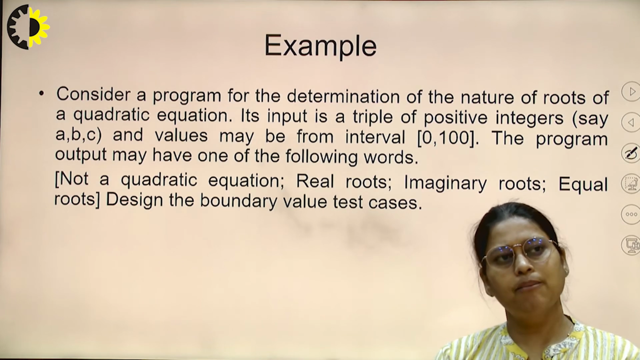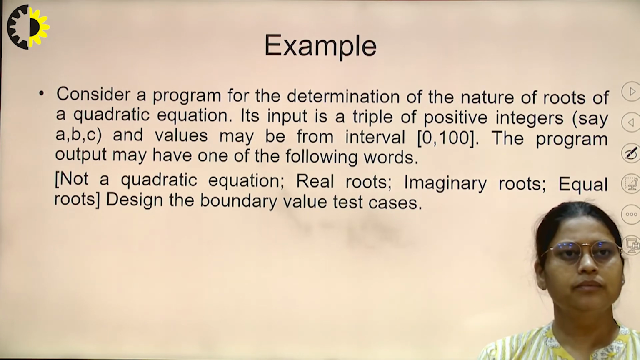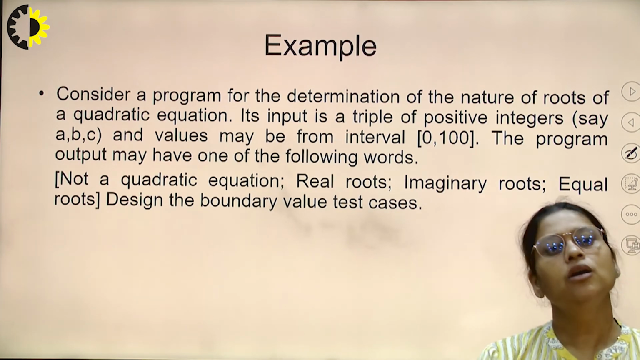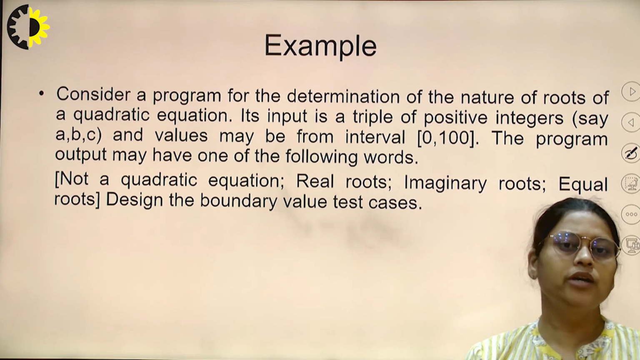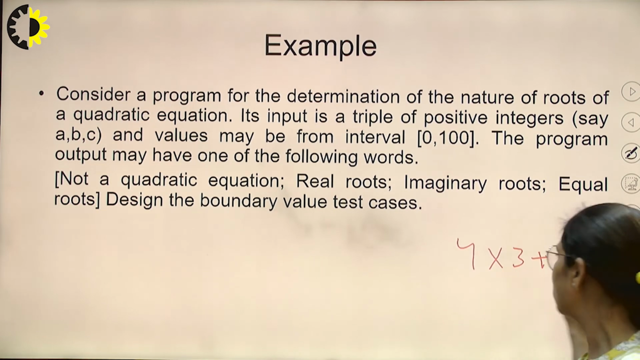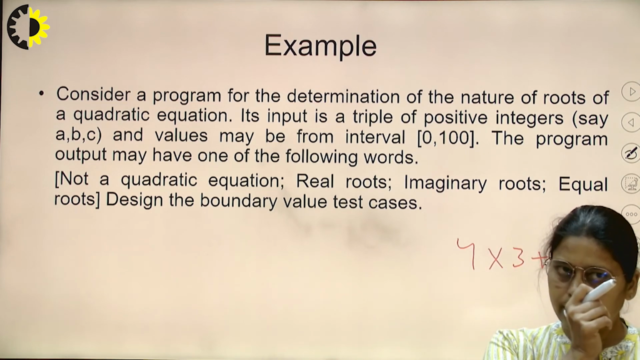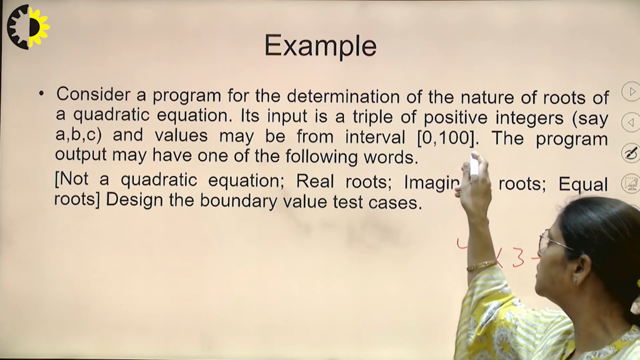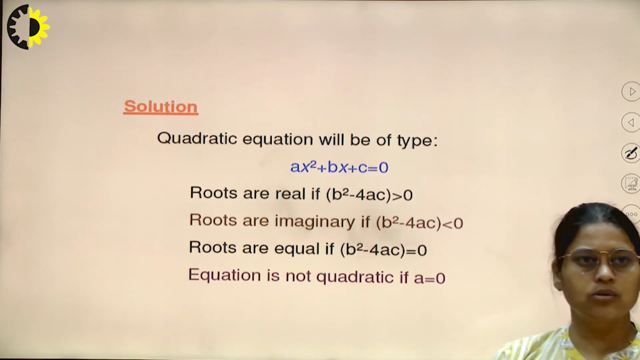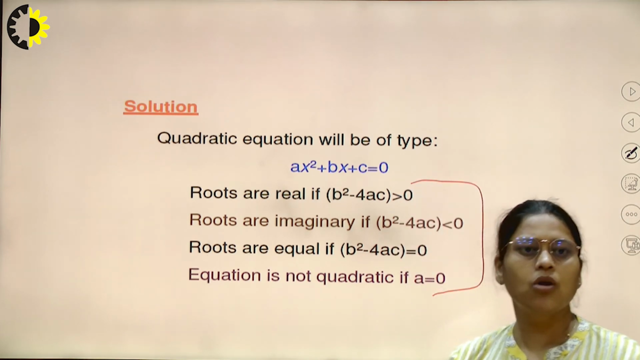So, we will take one example. Consider a program for the determination of the nature of roots of the quadratic equation. It takes a triple of positive integers a, b, c. It means we have 3 variables here. So we have to generate 4 into 3 plus 1, because the formula is 4n plus 1, meaning a total of 13 test cases for this program, and the input domain range is 0 to 100. The equation is ax square plus bx plus c is equal to 0, and we have to check whether the roots are real, imaginary, equal, or not quadratic.